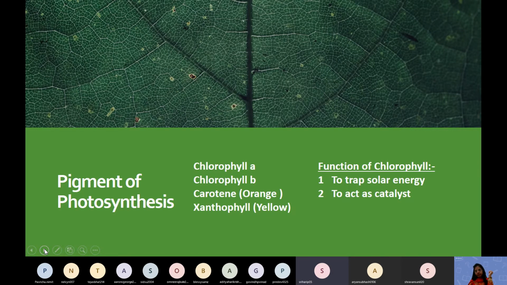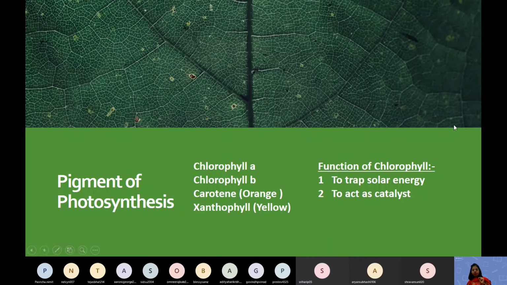6CO2 plus 12H2O gives C6H12O6 plus 6O2 plus 6H2O. So when you're writing it, on top of the arrow, on one side you will write chlorophyll and on the other side you will write sunlight. So that is perfect. That is a 1 mark question that comes in the exam.